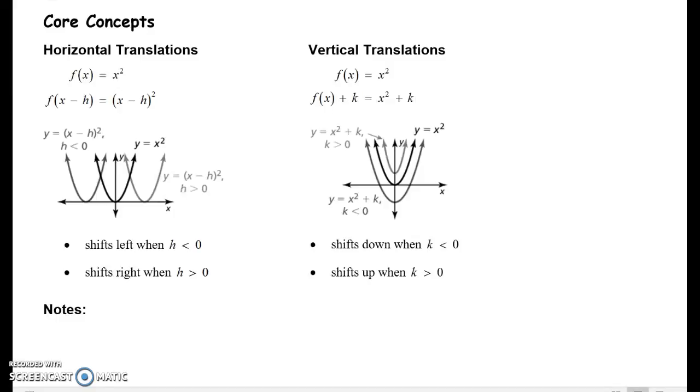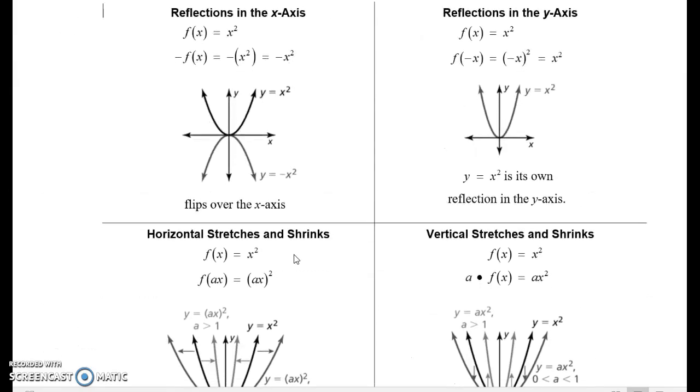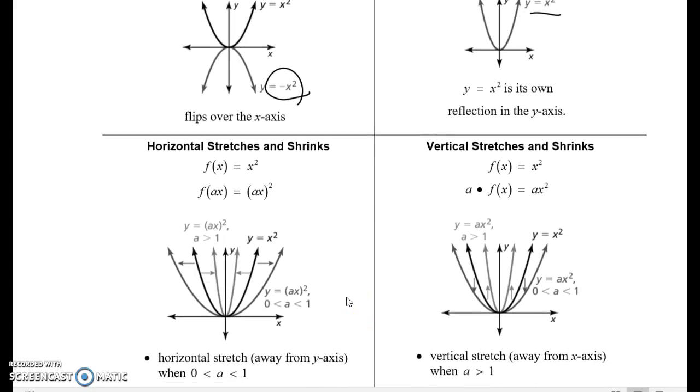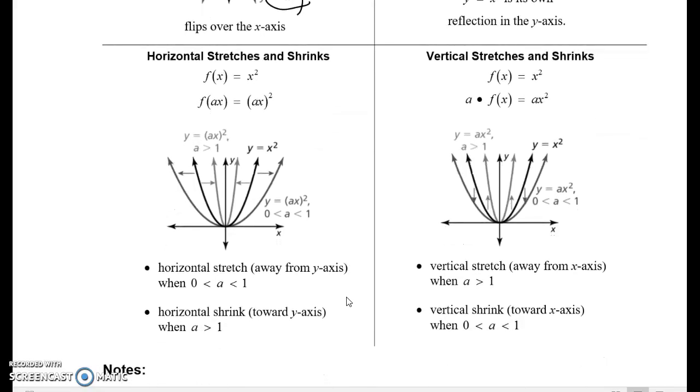If you look at pages 26 and 27 of your journal, that's what we're going to be talking about in this next example. We have vertical and horizontal translations, left and right, up and down, and we're also, looking on page 27, going to see reflections in the x-axis and in the y-axis, where we plug the negative inside. You can also take a look at horizontal stretches and shrinks and see how they affect the graph.